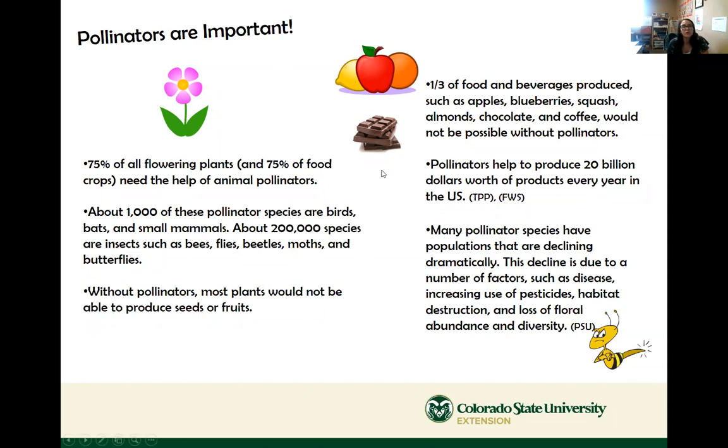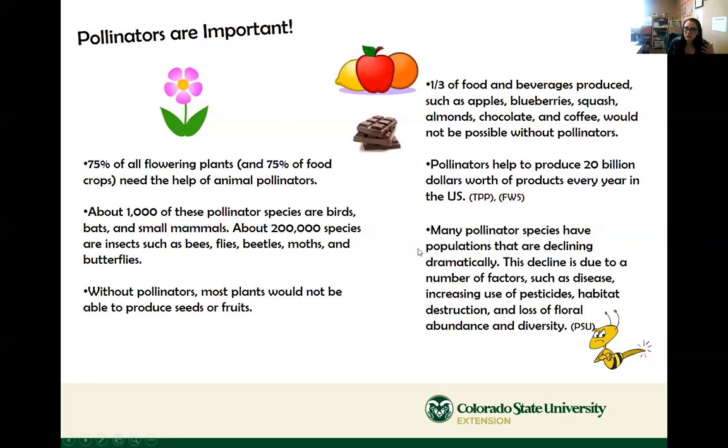A third of the food and beverages produced in the U.S. need pollinators for them to be produced in agriculture. So things like apples, blueberries, squash, almonds, chocolate, coffee. I mean, chocolate and coffee, that's reason enough right there for me to want to protect pollinators. I need those two things. Maybe money speaks to you a little bit more. So pollinators actually help to produce $20 billion worth of products just in the US. That is a ton of money into our economy that wouldn't be there without the help of pollinators.